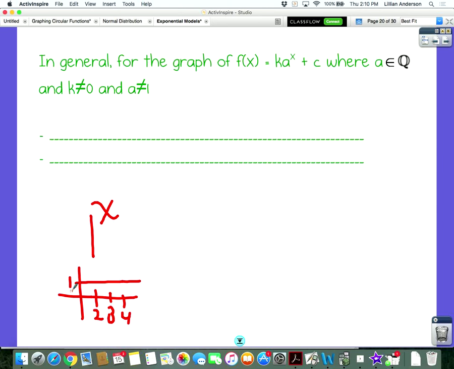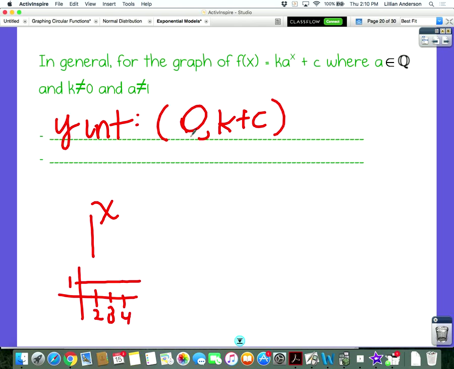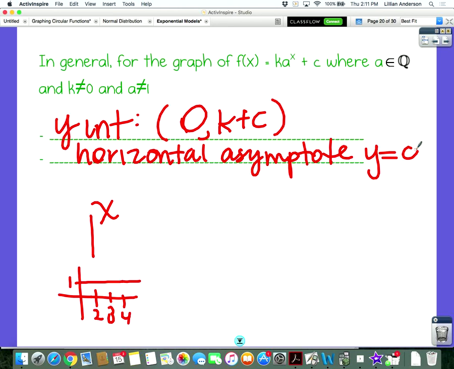So in general, for any exponential function, we know that our y-intercept is going to be what? K plus c. So 0k plus c. And our horizontal asymptote will always be what? And your horizontal asymptotes are always written as equations. So it doesn't matter. As long as you have an exponential function, that will always be the case. Just remember, k is the number that's attached to your base, because I don't want you guys to get that confused.